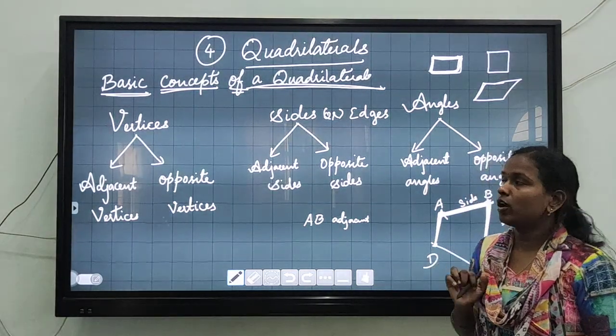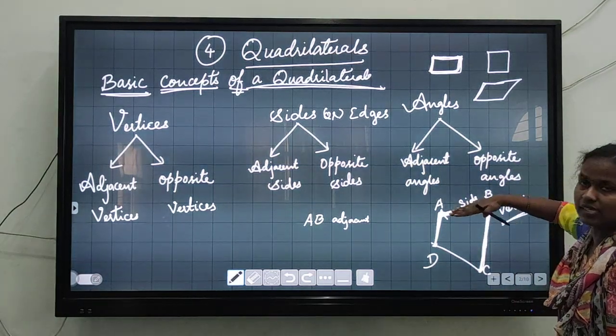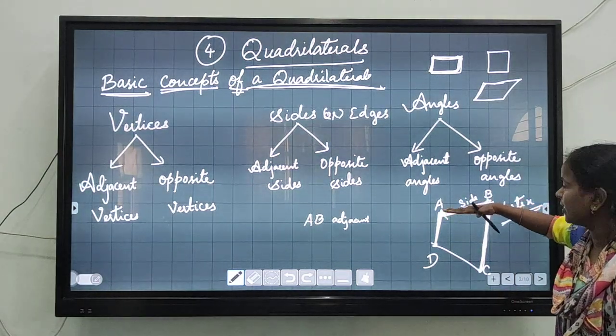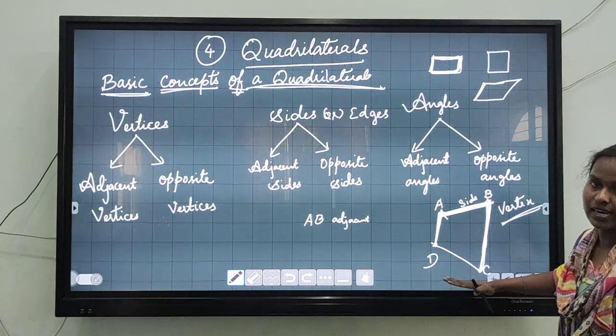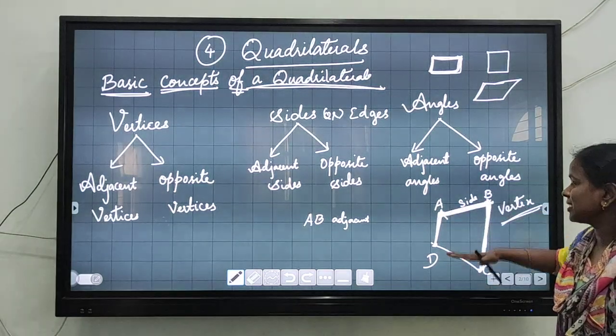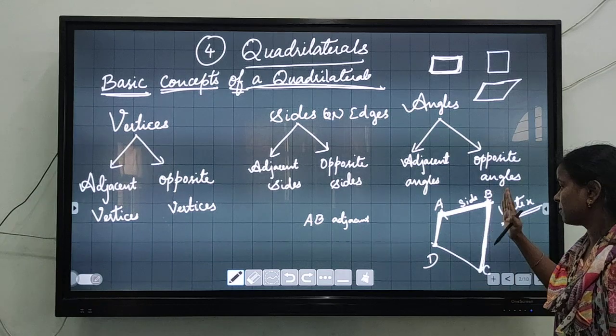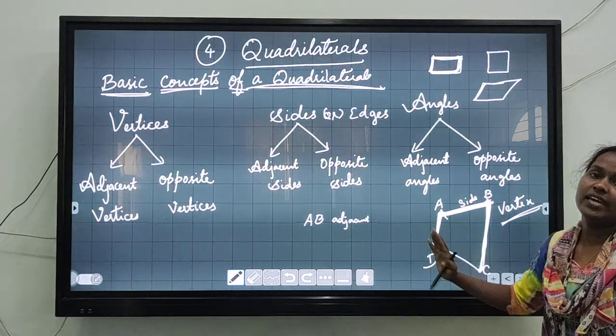In the same way, opposite sides. The opposite side of AB is CD, or DC we can say. Opposite to AB is DC. Opposite to AD is BC. Opposite to BC is AD.